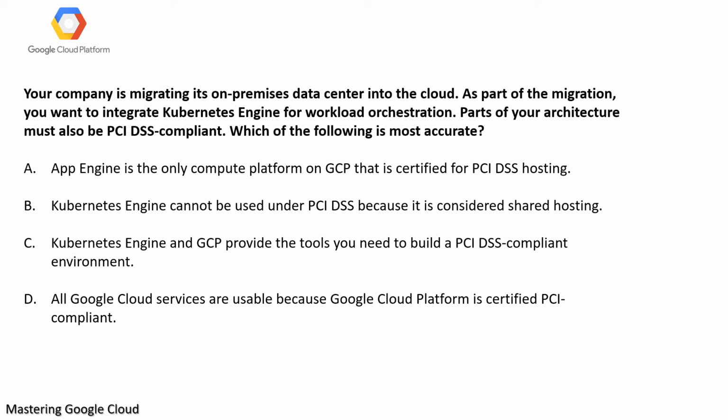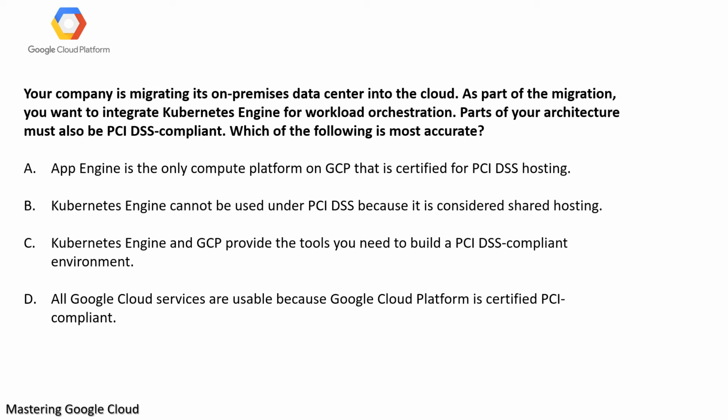So again, you have 4 choices here. App Engine is the only compute platform that is certified for PCI DSS hosting, which is not true. Kubernetes Engine cannot be used under PCI DSS, which is not true. And option D, all Google Cloud services are usable because Google Cloud Platform is certified PCI compliant, which is also not true.